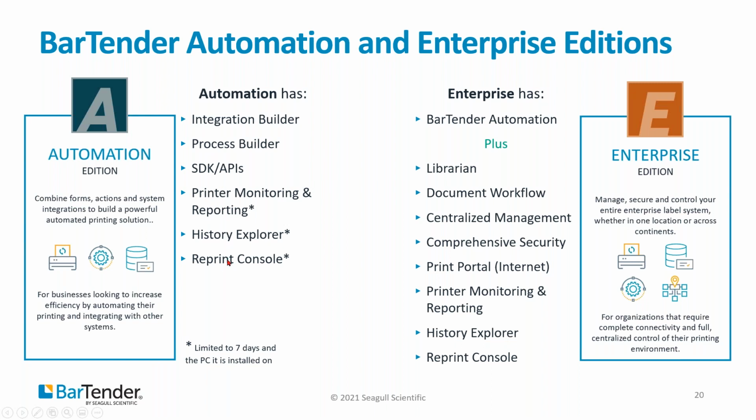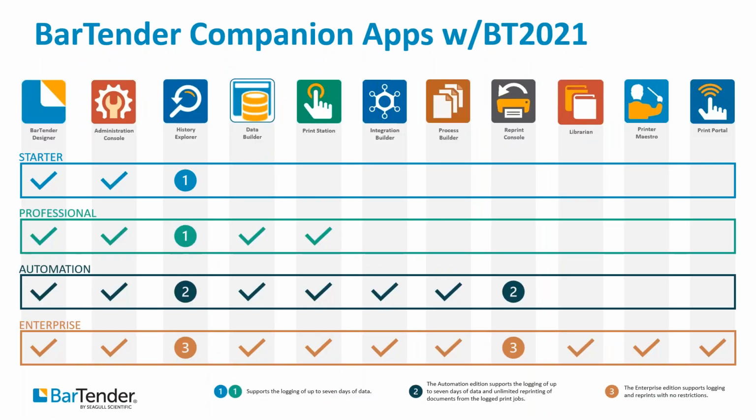Likewise, the monitoring and print console, History Explorer, etc., they're there, but they're limited to just 7 days of data. Enterprise has everything automation has, plus librarian that I talked about, and the document workflow, centralized management, print portal, and an unlimited history that you can use for both tracking and controlling your operations. A nice little slide that shows you some of the differences.